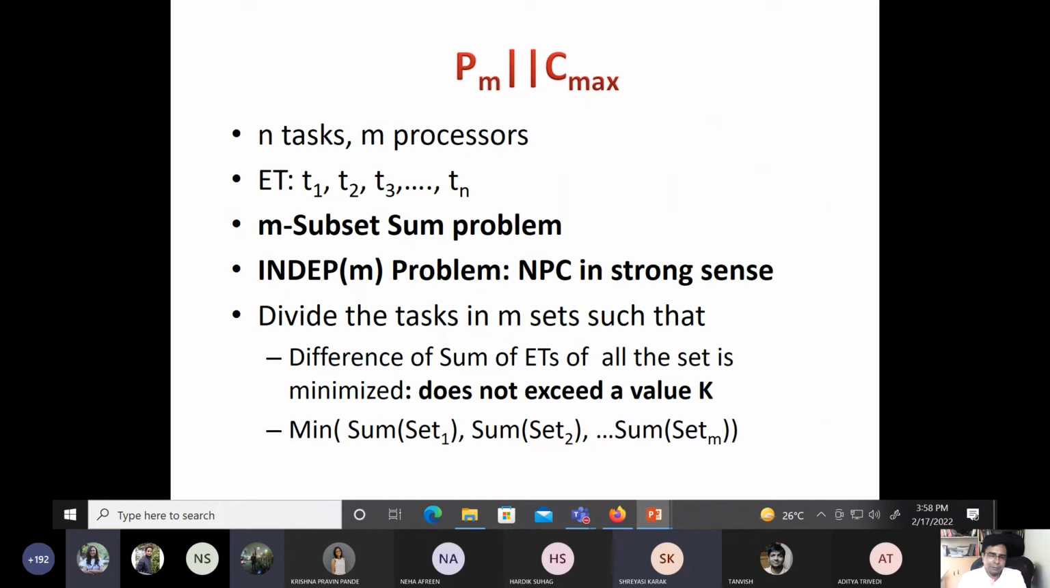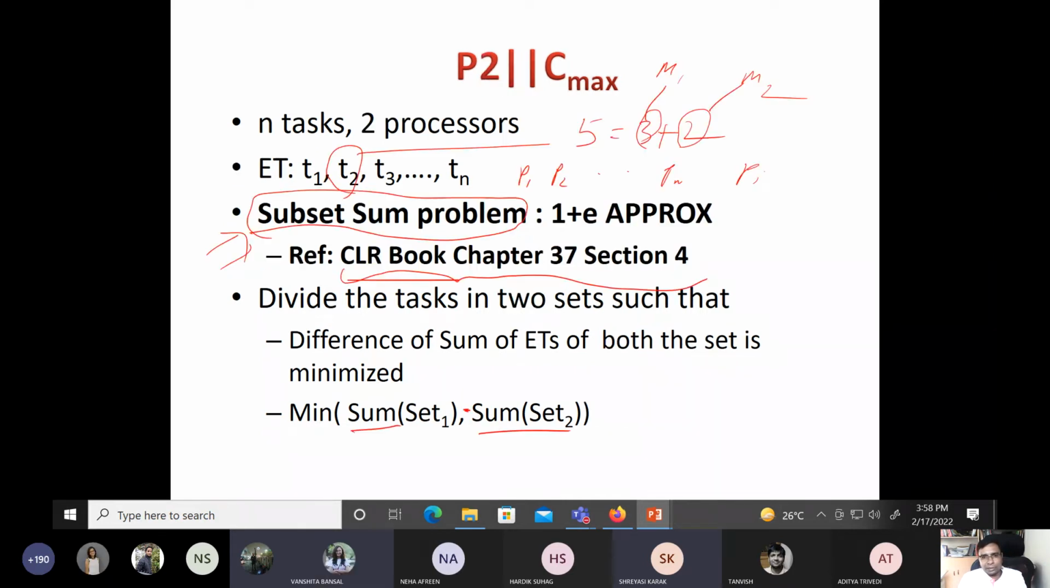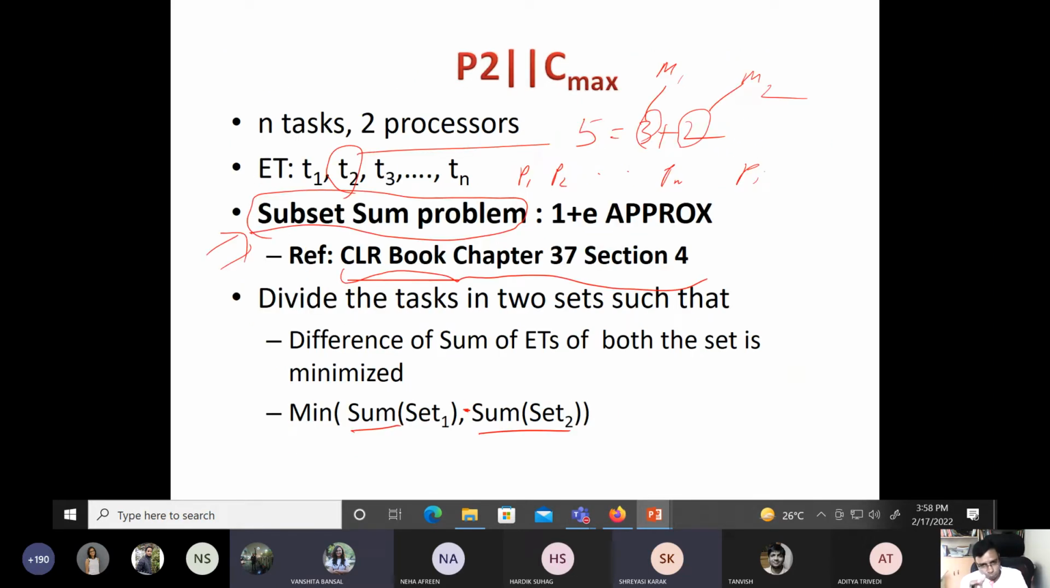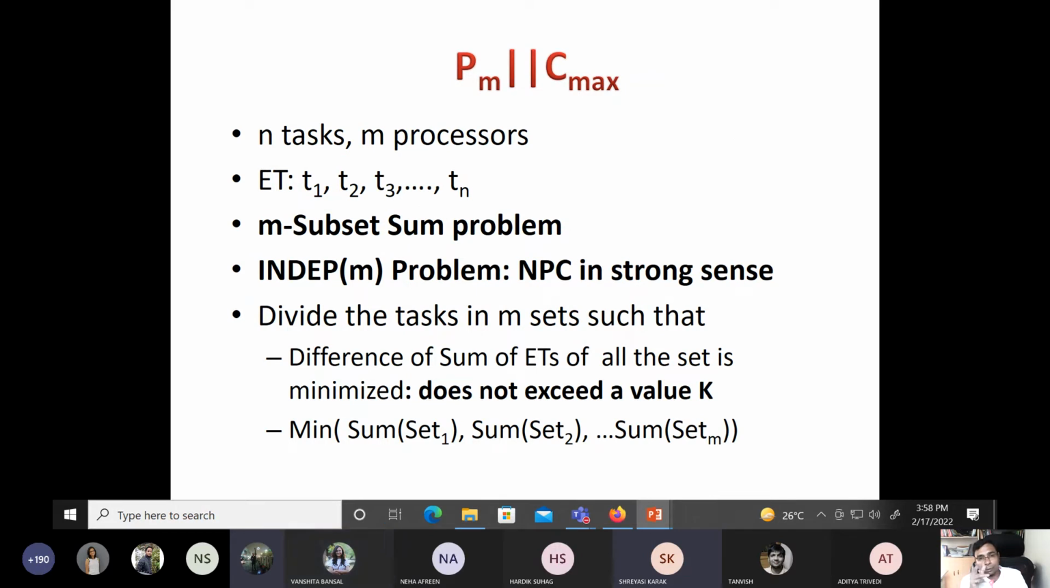Now another problem. Are you able to see there is a difference? In this case, I am writing Pj equal to 1 and Cmax. In the earlier case, I wrote P2, and in this case, I wrote PM. What is PM? In the earlier case I wrote simple P Cmax. In this case, I wrote PM. One more thing I added.